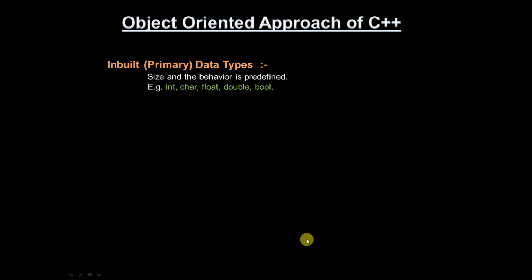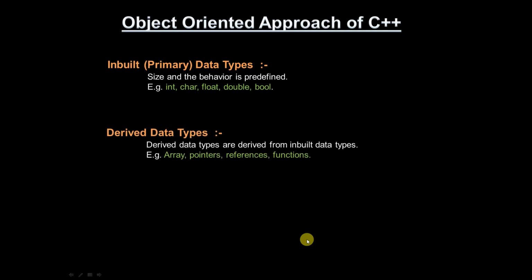From these inbuilt data types, there are also intermediate data types, which we can call derived data types. These derived data types are derived from inbuilt data types. Examples are arrays, pointers, references, and functions.